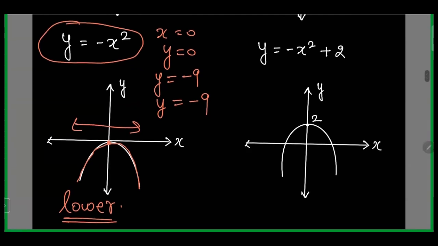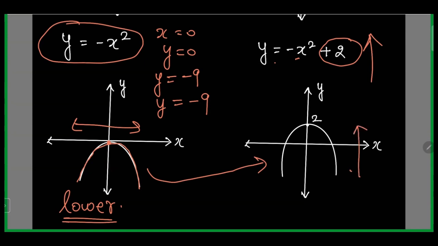Again, I added 2 in this graph. So y equals minus x square plus 2. So as you can predict, your entire graph will go up by 2. So you can see this graph and this graph. This graph has gone up by an amount 2. So that is how you actually make the parabola graphs. Okay, I hope you understood this.